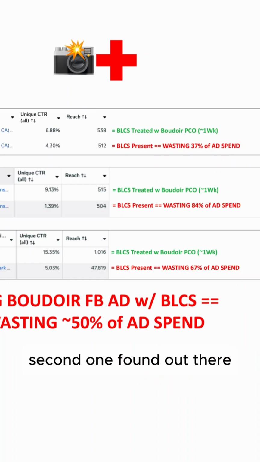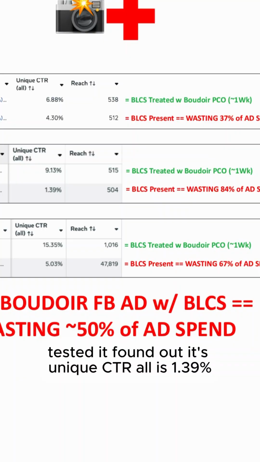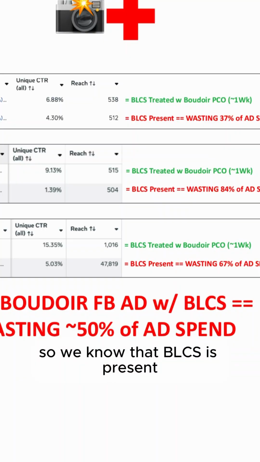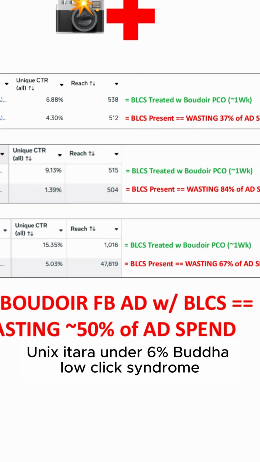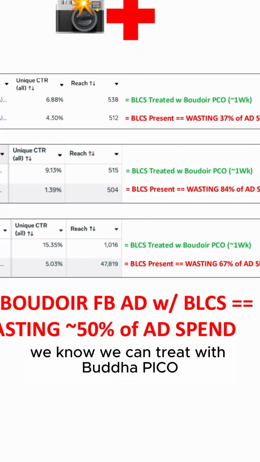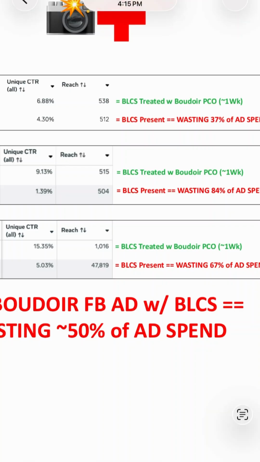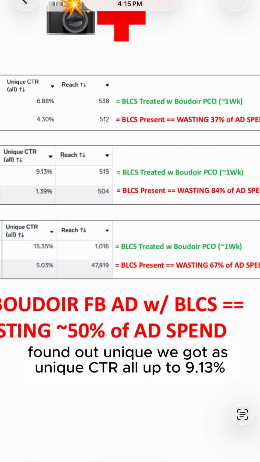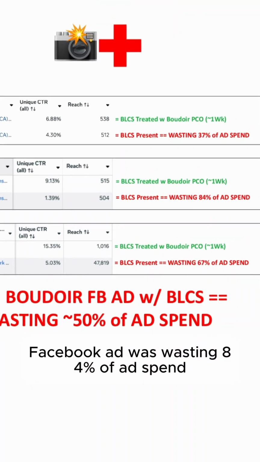Okay, second one found out there, tested it, found out its unique CTR is 1.39%. So we know that BLCS is present. And once BLCS is present, unique CTR under 6%, Boudoir low click syndrome, we know we can treat it with Boudoir Pico. So we did that, treated with Boudoir Pico, takes about a week. Found out we got its unique CTR up to 9.13%. So we found out the original Boudoir Facebook ad was wasting 84% of ad spend.